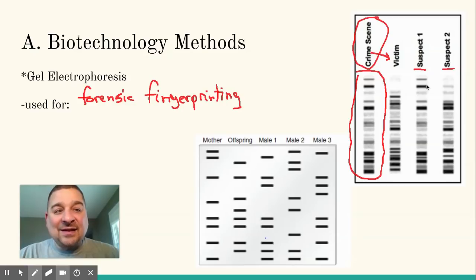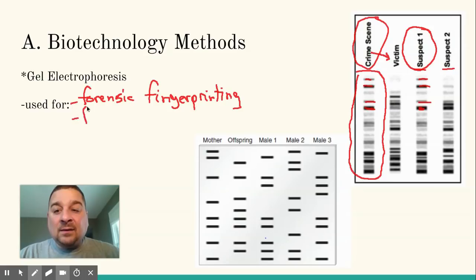Which suspect do you think did it? Well, look at the banding patterns here, here, here, here. Look at there, it matches up. Darker line here, darker here, and on and on. So based on the DNA, we would pick suspect 1.